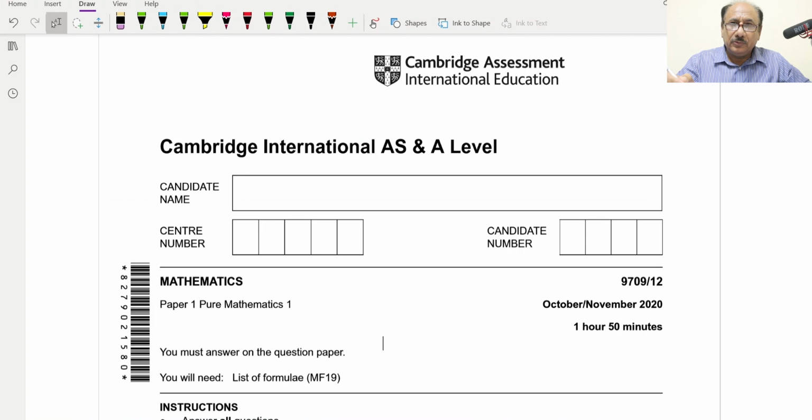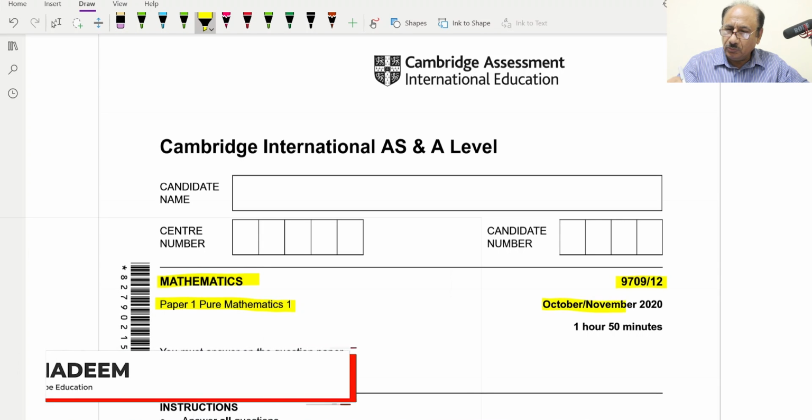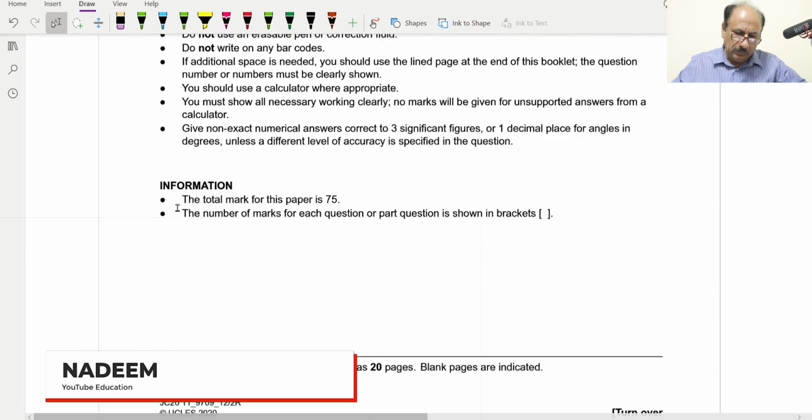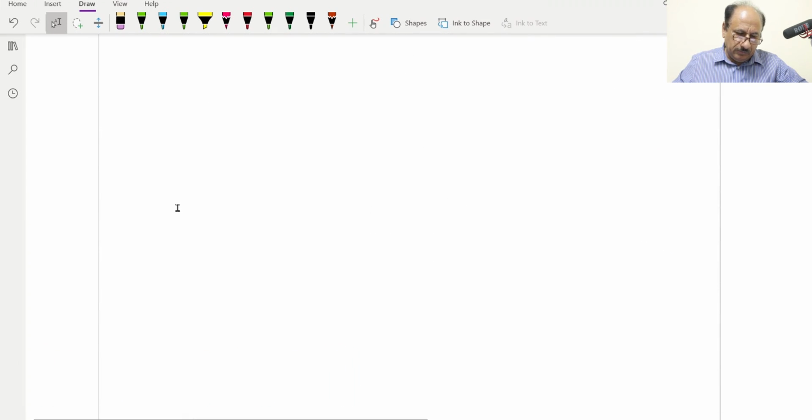Hello everyone. Today we'll be going through Cambridge International AS and A level Mathematics Pure Mathematics 1 Paper 1, 970912, October November 2020. Question number 1.